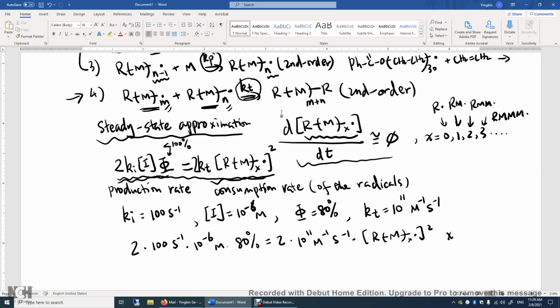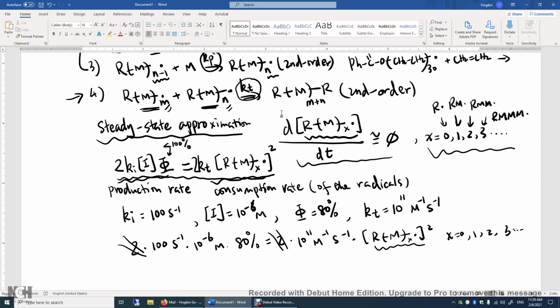And again, X can be 0, 1, 2, 3, etc. So when X is 0, it's just R dot. When X is 1, it's just RM dot. It's explained up here. All right, and then 2 and 2, they cancel. You just move things around. Okay. You can compute the concentration of this guy.